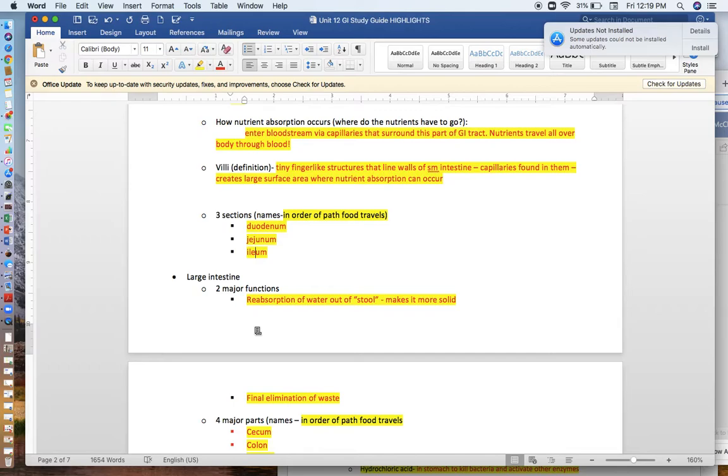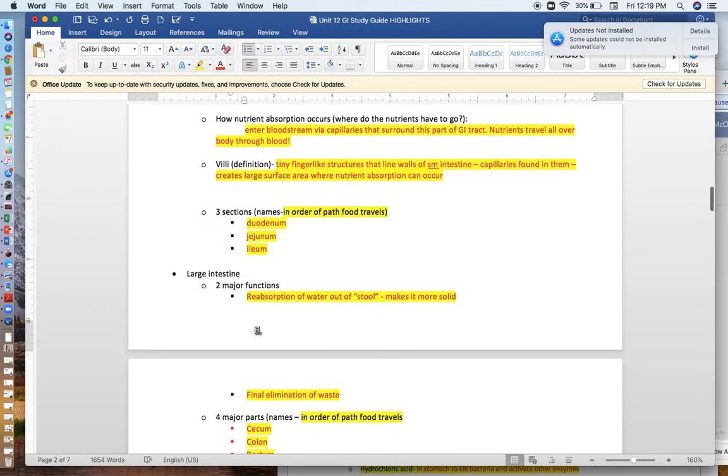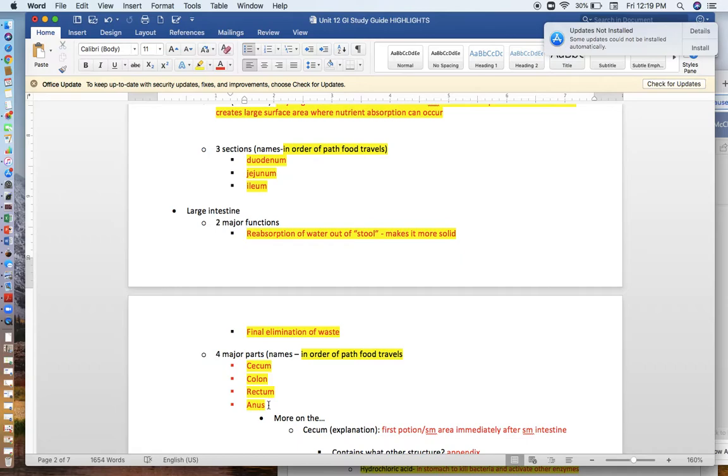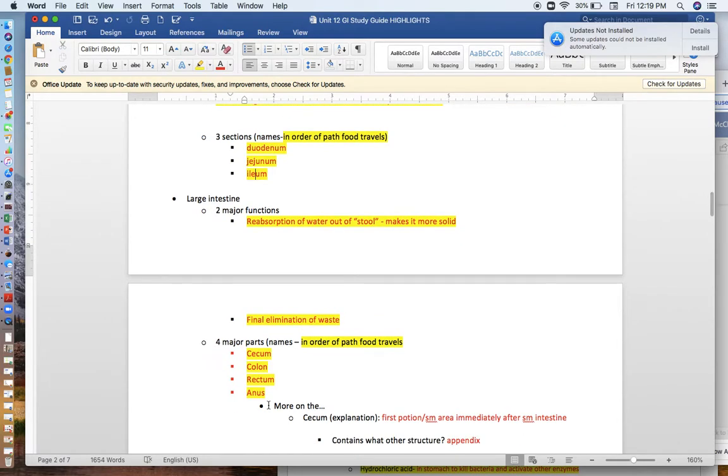2 major functions here. The big thing is to solidify the stool. So when stool is in the large intestine, when it first enters, it's very liquidy, but as it passes and travels through, water is going to get reabsorbed back into the body to make the stool more firm. And then this is also the location of the final elimination of waste, because the anus is part of the large intestine where waste exits the body.